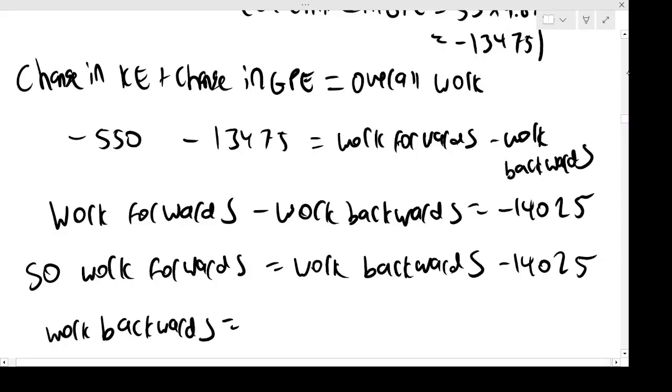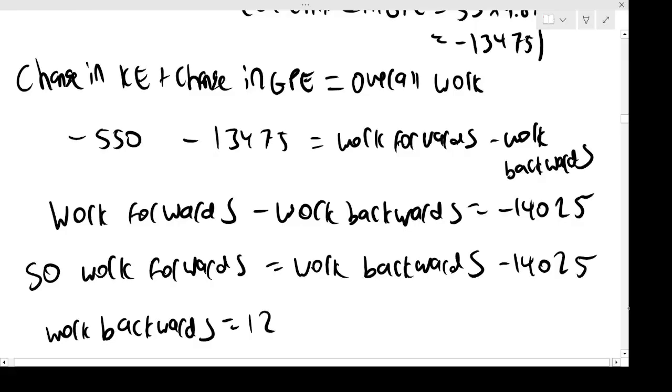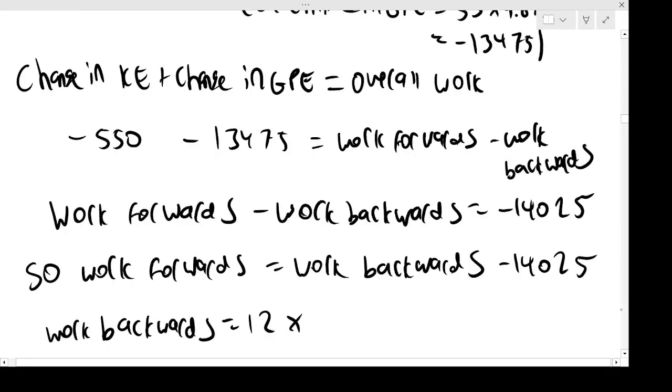Okay, then we're going to resort to using our standard formula, force times distance. Now we know the backwards force, the resistance, is 12. But we also know the distance the skier travels. They told us the total distance from A to B is 1,400. So there we are.